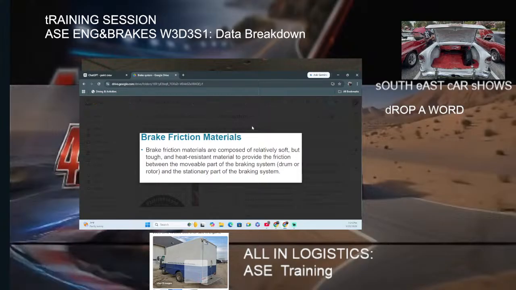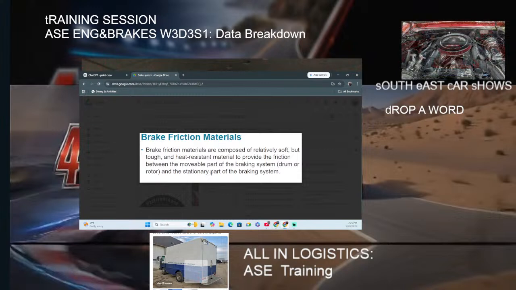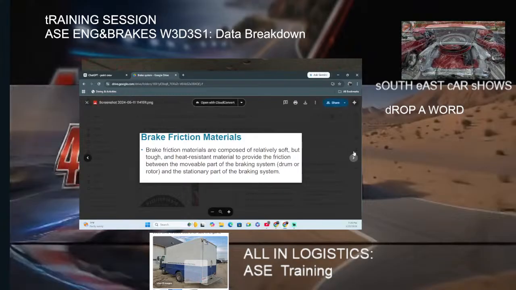Brake friction materials are composed of relatively soft but tough and heat-resistant material to provide the friction between the movable part of the braking system, drum or rotor, and the stationary part of the braking system.